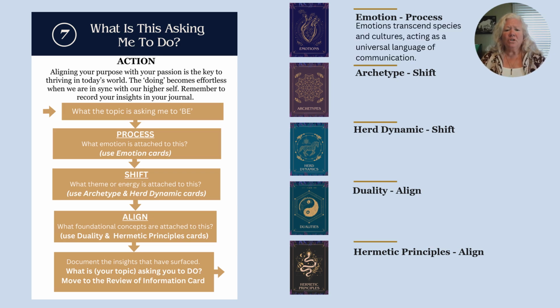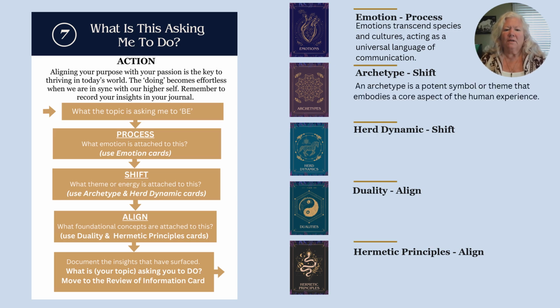We have the emotion cards. This is part of the process. Emotions transcend species and cultures, and they act as a universal language of communication. And then moving into shift, we have the archetype cards. An archetype is a potent symbol or theme that embodies a core aspect of the human experience.